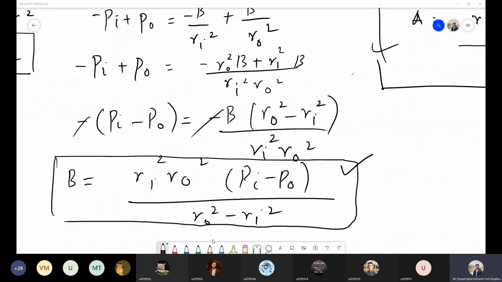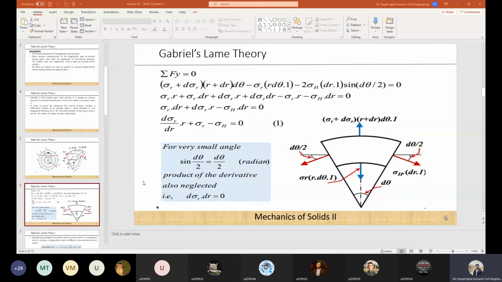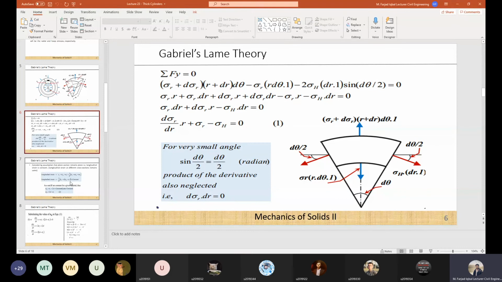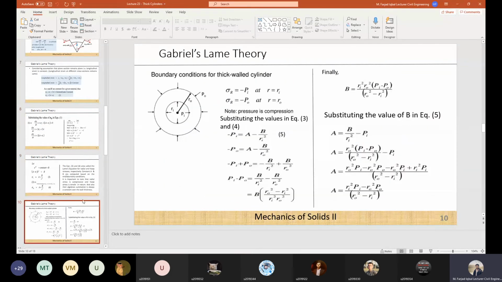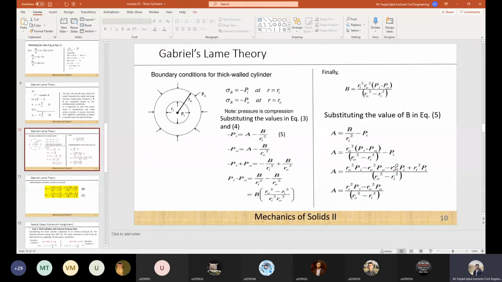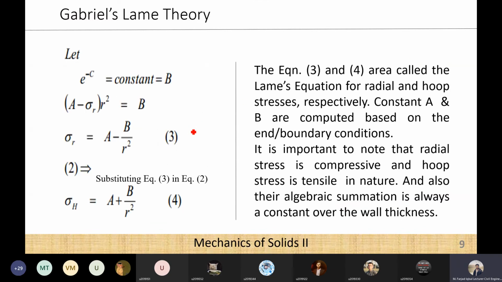Now let's come back to our original slides. If I share the slides with you, in this slide the whole derivation is given, and I have already uploaded it on CMS, so you can find that over there. So we have derived our equations for A and B just like these. And we also calculated these two equations, for sigma r and sigma h, in the derivation that we just did on our whiteboard.